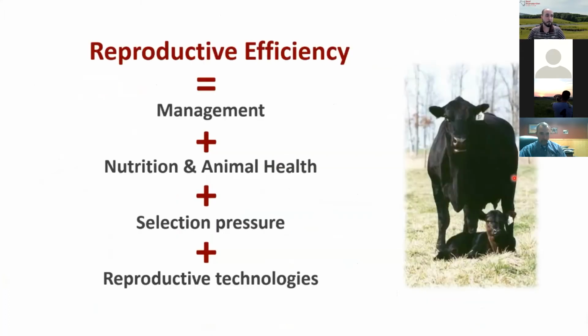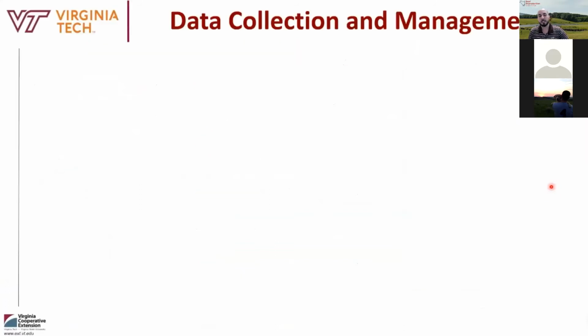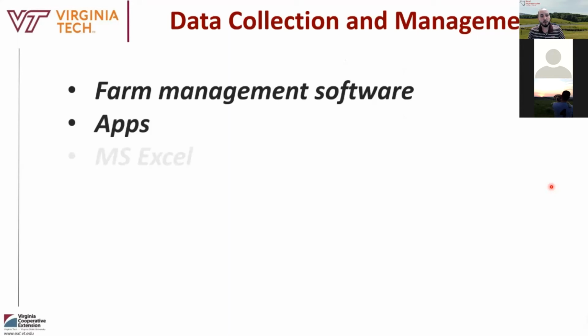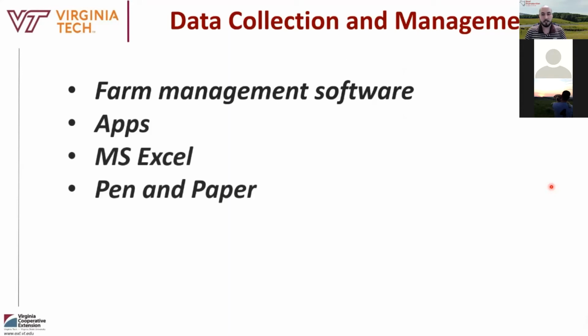So, if you think about, again, that equation of reproductive efficiency, management is the number one thing that's listed there, right? And data collection and management is super important. We cannot manage anything if we're not really collecting data. Otherwise, we're just making guesses and we can't really inform decisions without data. So, clients and probably a lot of you in your own practices have different ways of collecting data or helping producers collect the data.